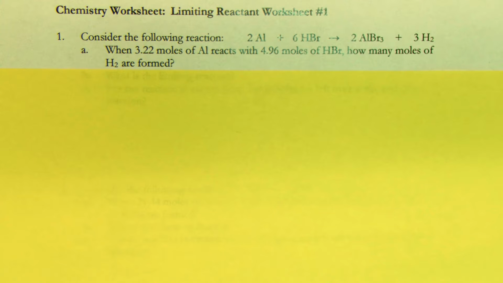Alright, we have 2 aluminum plus 6 HBr. I think that's bromic acid. It's going to yield 2 aluminum bromide and 3 hydrogens. When 3.22 moles of aluminum react with 4.96 moles of HBr, how many moles of H2 are formed? So that's our first question. Now, the biggest thing here is we have to calculate the limiting reactant. That's what's going to be the key to the whole problem.